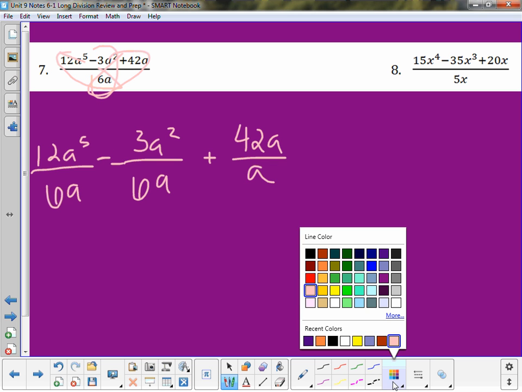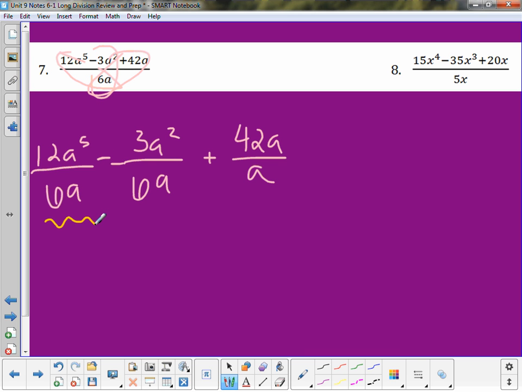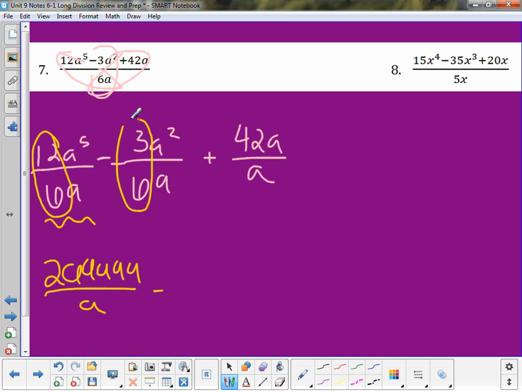So I'm going to start by looking at my first fraction here. First thing I want to do is reduce that fraction. 12 divided by 6 is going to give me 2. And then I have 5 a's on top and 1 a on the bottom. Next, over here, negative 3 divided by 6, well, that's going to reduce to 1/2. And I have 2 a's on top and 1 a on the bottom. I'm going to cancel those out in a second. Here I have 42 over 6a. 42 divided by 6 is 7. Then I have an a over an a.